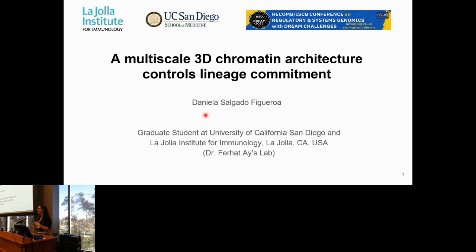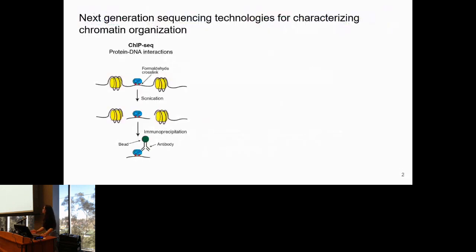Our lab mainly focuses on developing methods and analyzing chromatin data to understand how the 3D genome organization affects different biological processes, such as differentiation and disease progression. But how can we do that? Currently, we have multiple next-generation sequencing technologies for characterizing chromatin organization. One of these is ChIP-seq, which measures protein-DNA interactions, and it allows us to extract DNA binding sites for specific proteins.